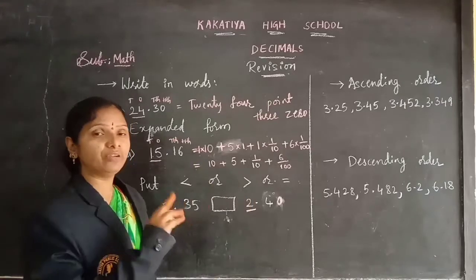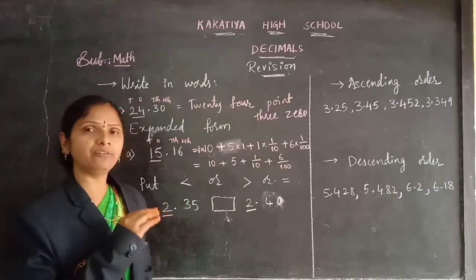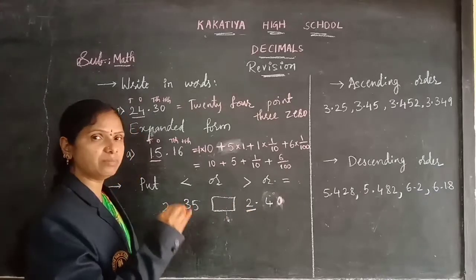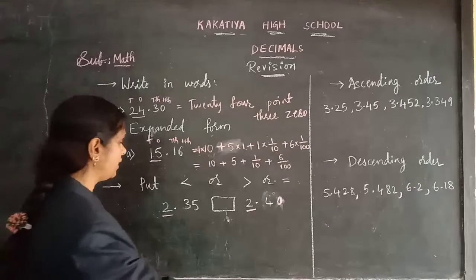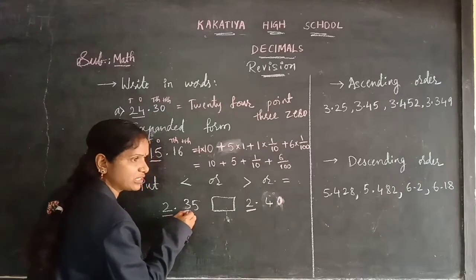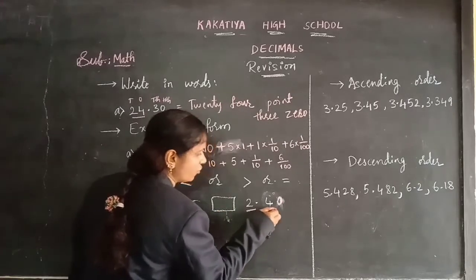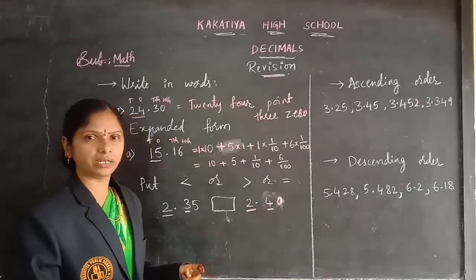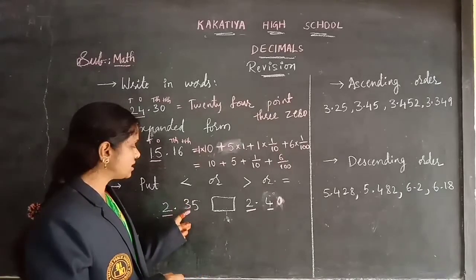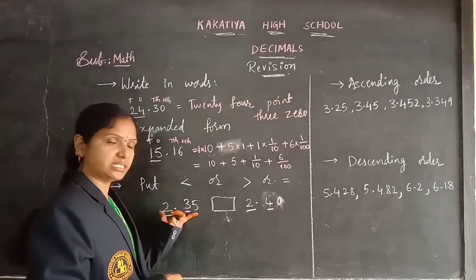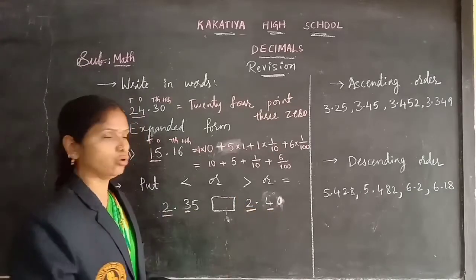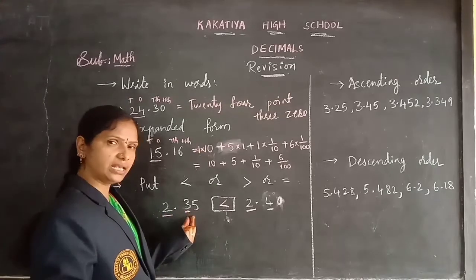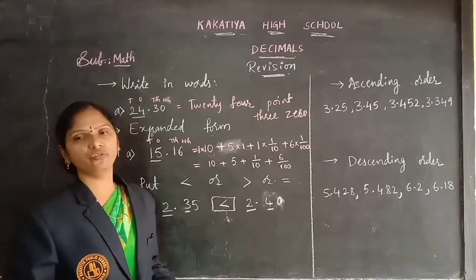If the integral part is different, you can identify which is smaller and which is greater. If the integral part is the same, then you go to the decimal part. In the first place, the 10th place, here 3 and here 4. Which is smaller and which is bigger? 3 is smaller, 4 is bigger. So 2.35 is smaller than 2.40, and here you will get the less than symbol.